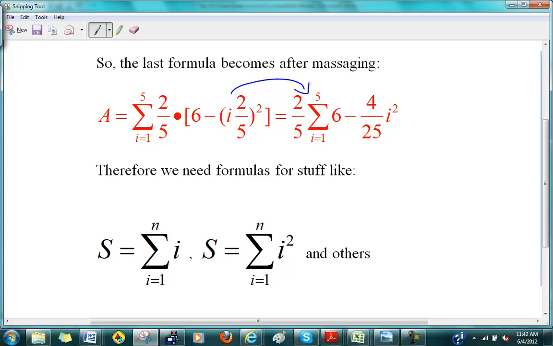What did I do there? Sorry? I pull the 205 on the outside because it's a constant. Okay, it's a constant, so I can pull it out of the sigma sign. And then I just squared 205, which gives me 4 over 25. Okay? You guys with me on that?